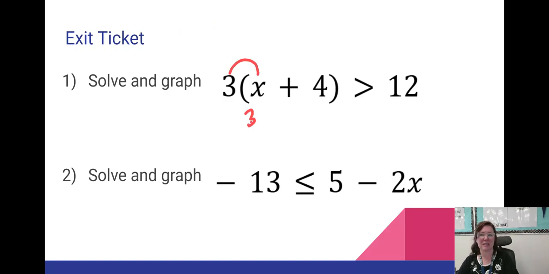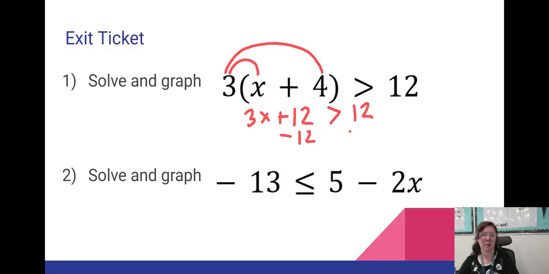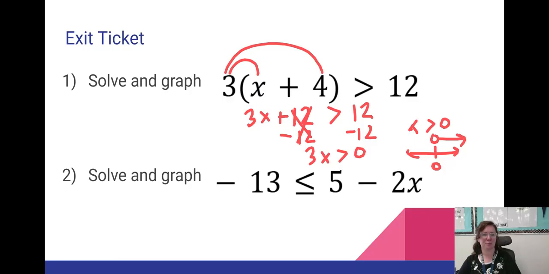3 times x is 3x. 3 times a positive 4 is a positive 12. That is greater than 12. And now it's just a 2-step, subtract 12 on both sides. This is cool. And we get 3x is greater than 0. Divide both sides by 3, you get x is greater than 0, which we can graph like this. A 0, open circle, x is greater than it. So it goes in that direction.